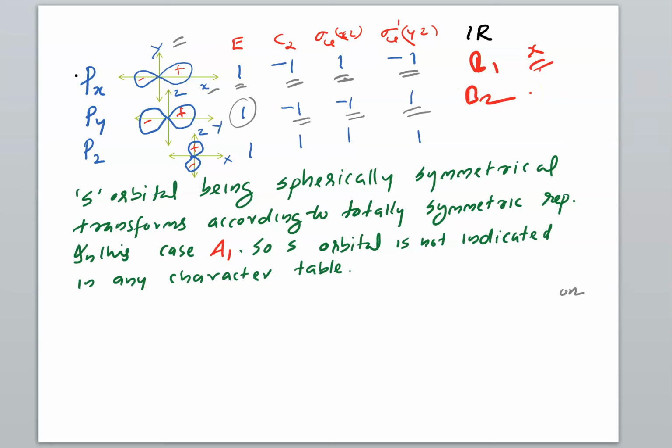And in the pz case, this is the z axis. E transforms pz to itself, no change. C2 no change. Sigma v xz no change. Sigma v yz no change. Therefore, it is A1. That is, the z coordinate and the pz orbital will be the same. The transformation of the z coordinate and pz orbital will be the same. The transformation of the y coordinate and py orbital will be the same. The transformation of the x coordinate and px orbital will be the same.